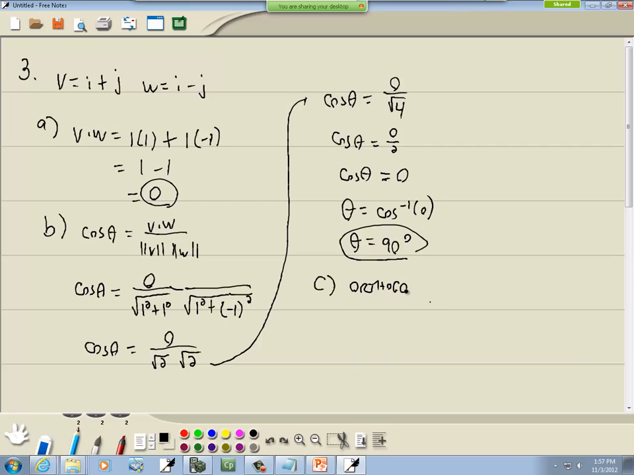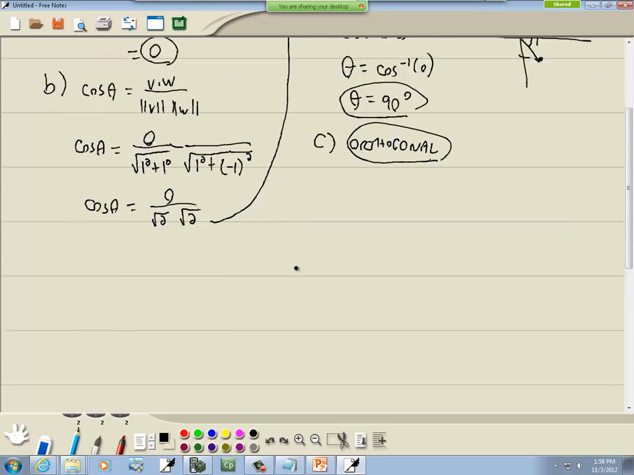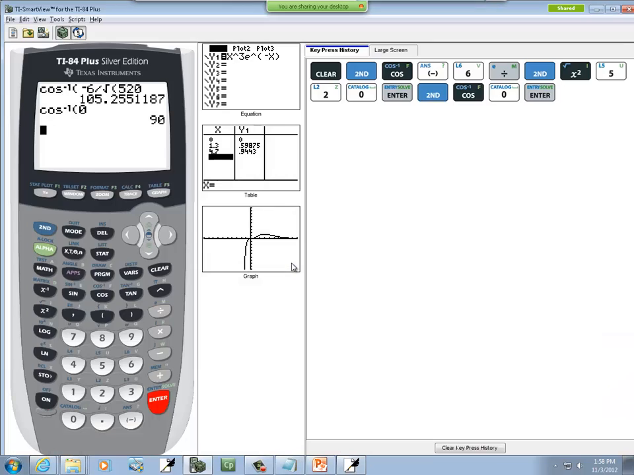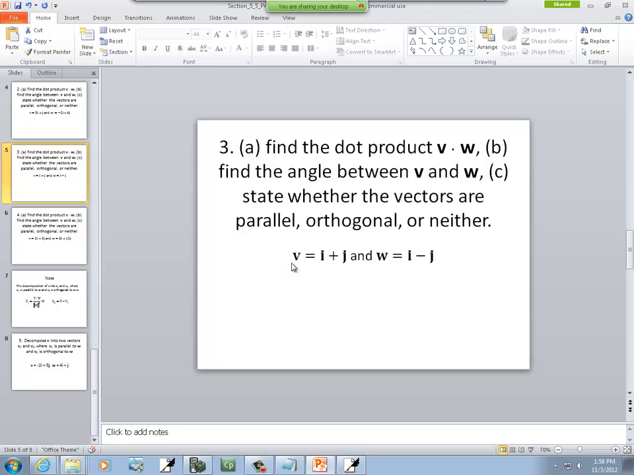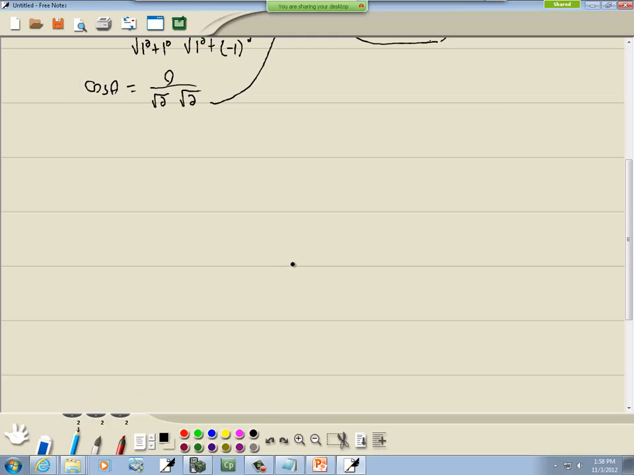Let me try writing that a little more legibly. There, orthogonal. If I were to graph it, (1, 1) would be this vector, and (1, negative 1) would be this vector. And I see that the angle between them is 90 degrees, and that they're orthogonal. Let's look at the next one.